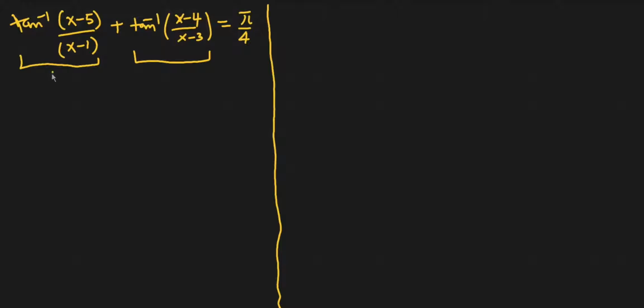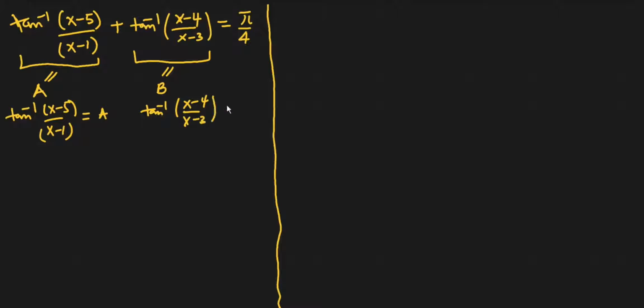And then what you're going to do is to let this be a certain angle A, because when you take the arctan or the tan inverse of something, you are coming up with an angle. So, and then we can say this is, let it be angle B. So that means that we have some scenario like tan inverse of x minus 5 over x minus 1 is equal to A, and tan inverse of x minus 4 over x minus 3 is equal to B.